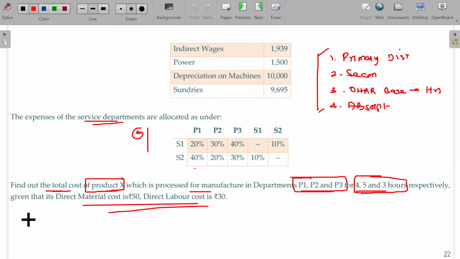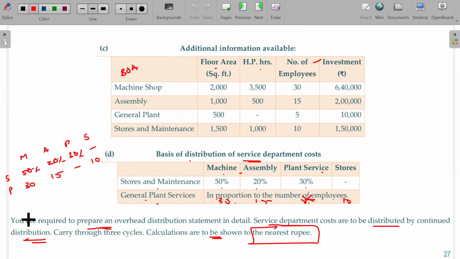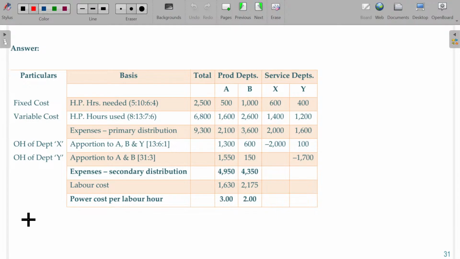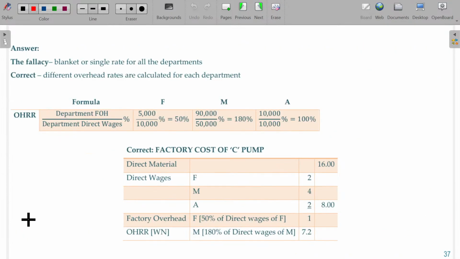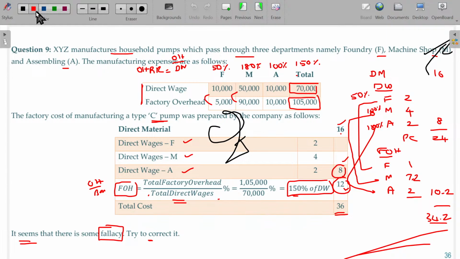We have studied illustration number 9. What is the flaw or fallacy there? That's how the question was. So in the 9th question, direct wages being 70,000, factory overhead being 1,05,000 rupees in total. Overhead divided by the base, 1,05,000 divided by 70,000, 150% is the recovery rate. That's how they have recovered. This is called blanket rate.